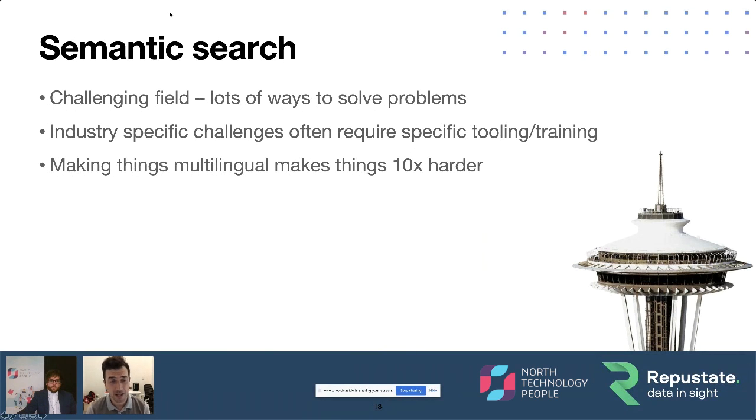So to summarize, semantic search is a challenging field. There are a lot of ways to solve problems and a lot of tools at our disposal. The solutions and the approach you adopt is often industry specific and can require specific tooling and training on the data. Once you start to consider things in a multilingual context, it makes things much harder, of course. As always, most of the research that's out there generally focuses on English. Most of the training data or tag data focuses on English.